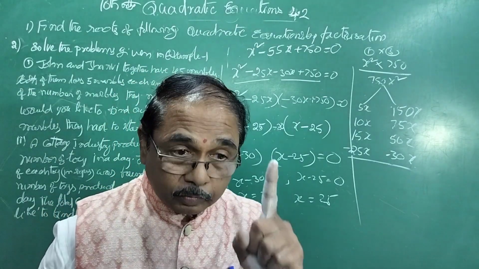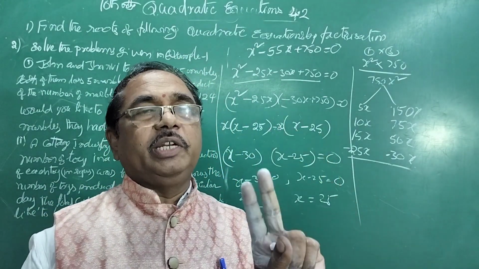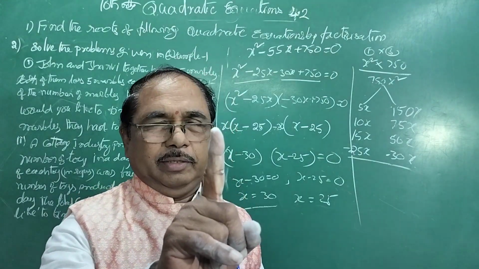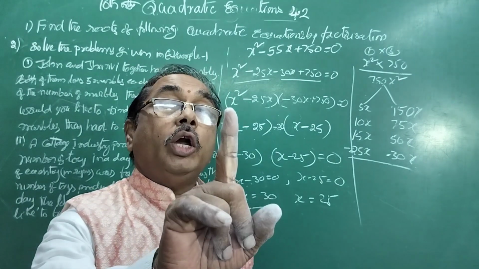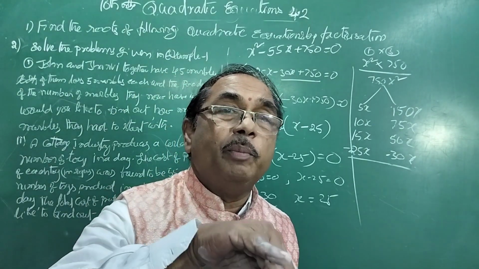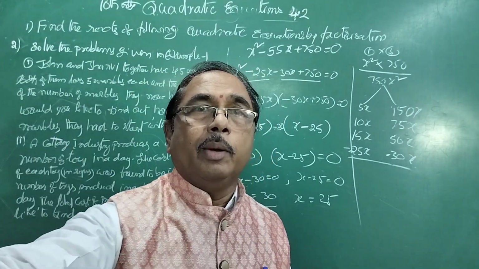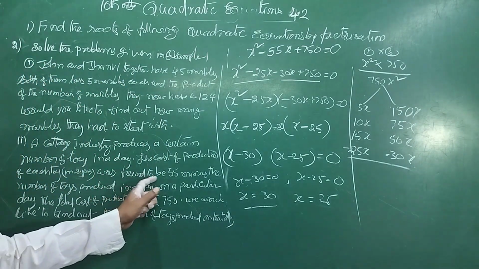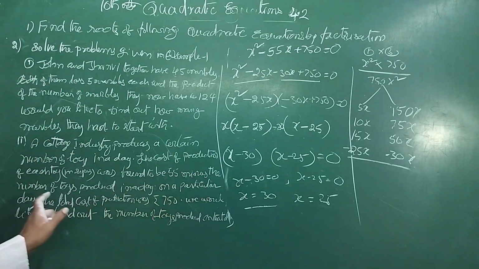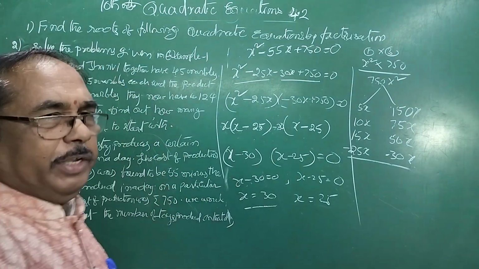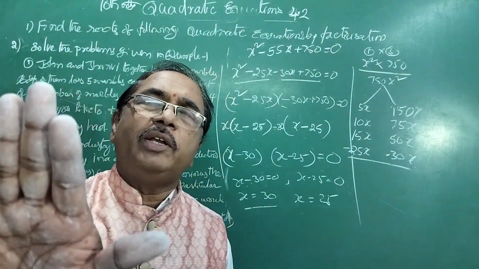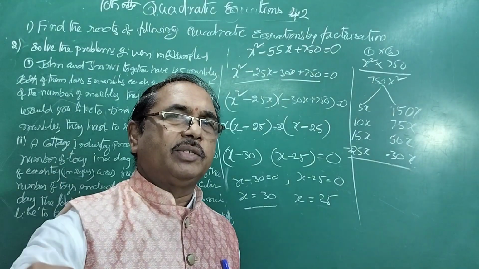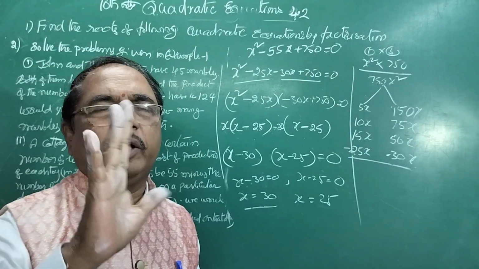What is production? Daily production is x. What is the one toy cost? Not production cost. One toy cost is 55 minus the production of that day. Production of that day is x. 55 minus x, that we have to multiply. In a particular day, how many toys produced? x. One toy cost as how much? 55 minus x is equal to one toy cost.